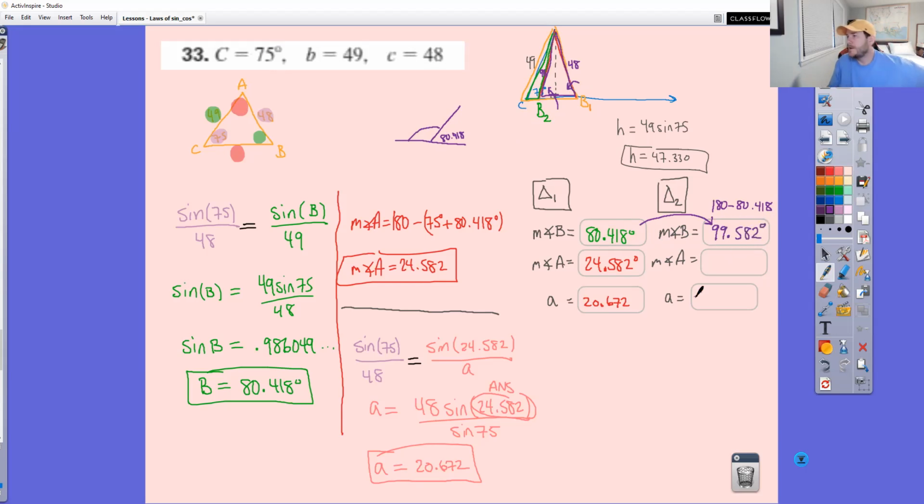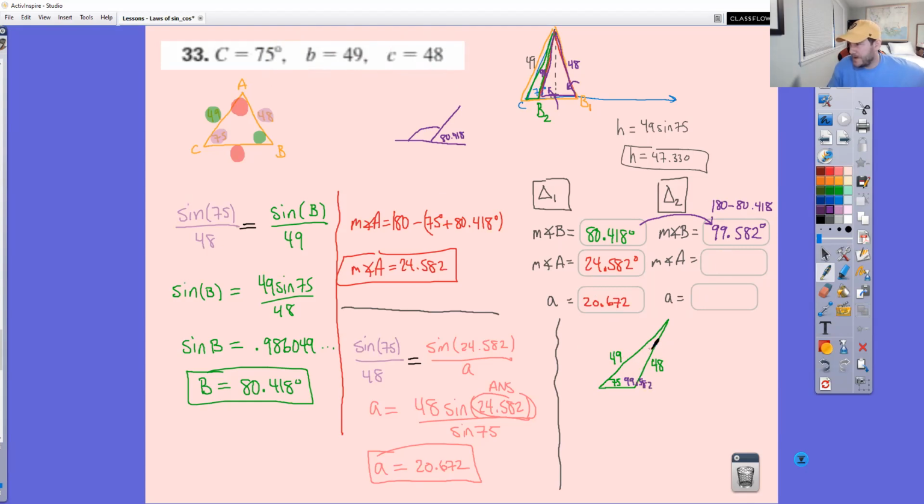Okay, great. So that means we just learned a heck of a lot in our little sliver of a green triangle that I'm redrawing. We've still got the given 75-degree angle right here. The side across from 75 is 48. So here's 48. The side adjacent to it is 49. And we just learned that angle B right here is 99.582.